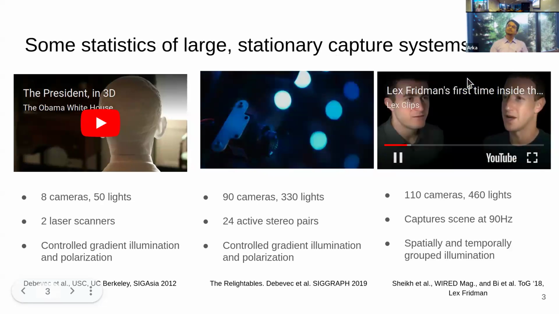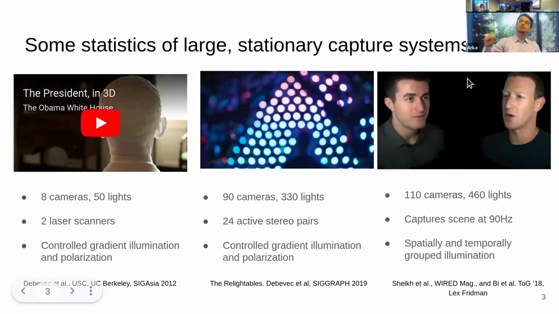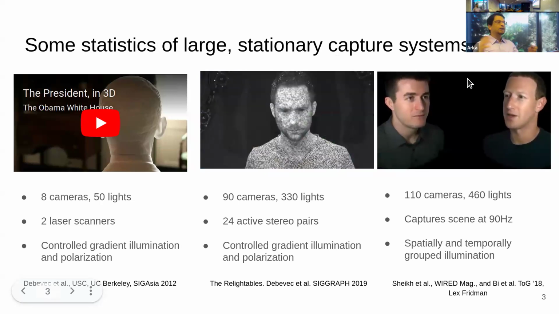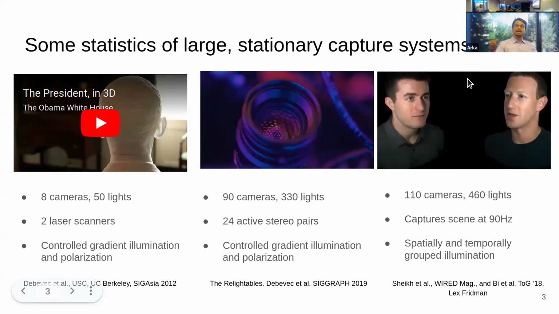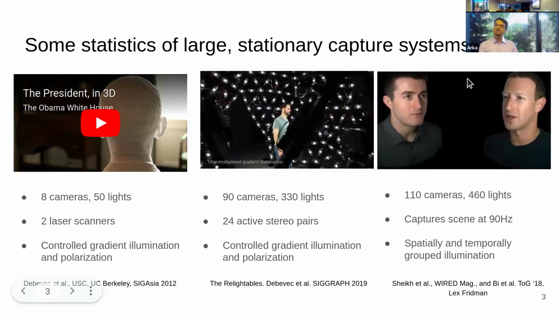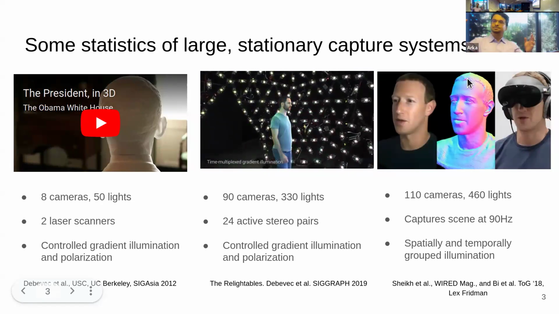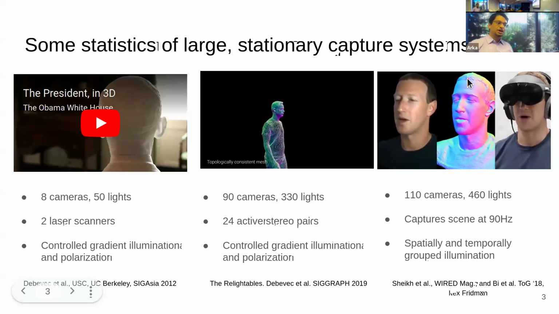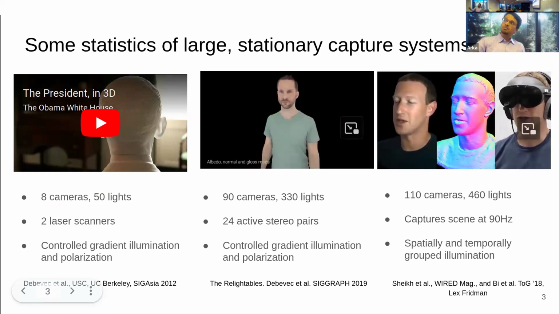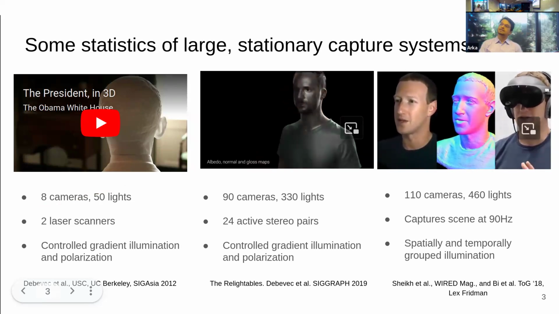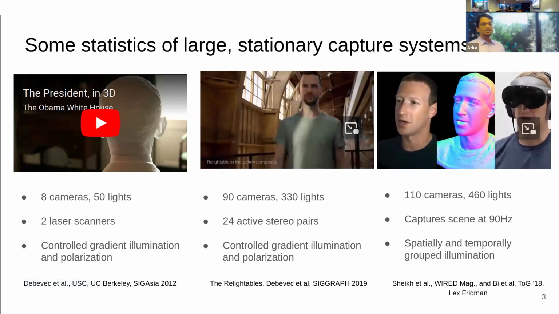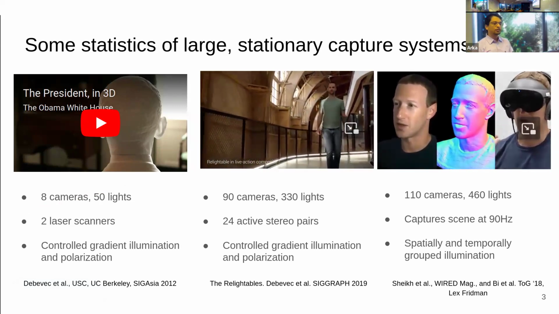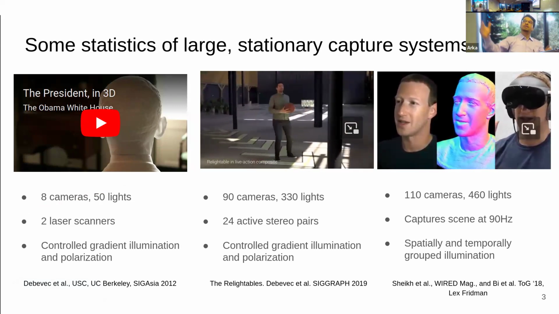Finally, not very far from here, Lex Fridman and Mark Zuckerberg had to sit in a large capture rig consisting of 110 cameras, illuminated the scene with 460 lights, and there every single gesture of their face was captured at 90 Hertz using complicated illumination policies to generate the data that was used to make this impressive video demonstration. In short, stationary capture systems, which are designed to capture human beings, require a significant amount of hardware to capture high-quality multimodal data.